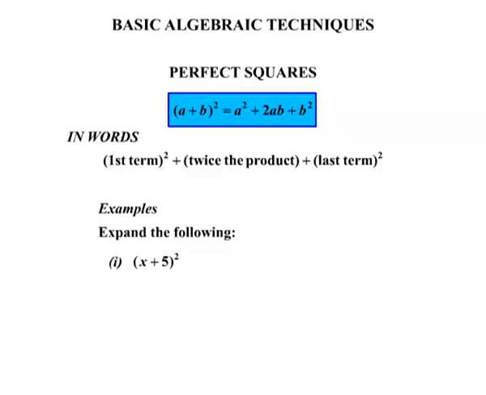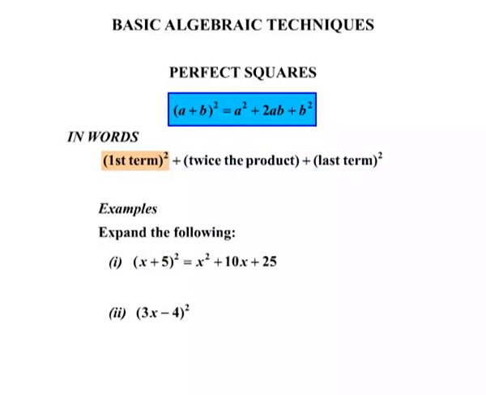We're asked to expand the following: x plus 5 all squared. So first term squared, x squared. Twice the product, well, x times 5 is 5x, and we're doubling that, we get 10x. And last term squared, well, 5 squared is 25.